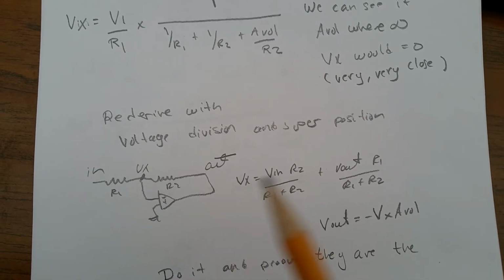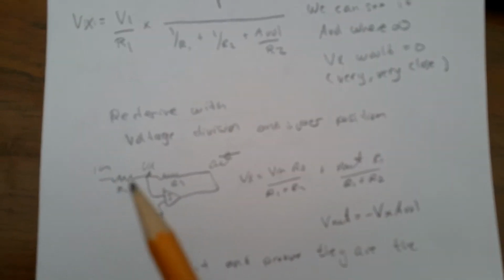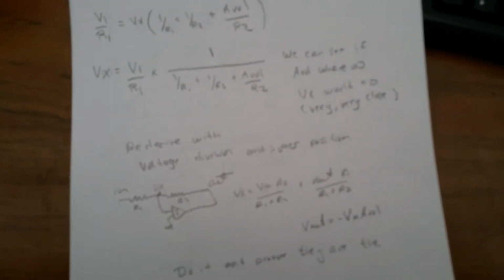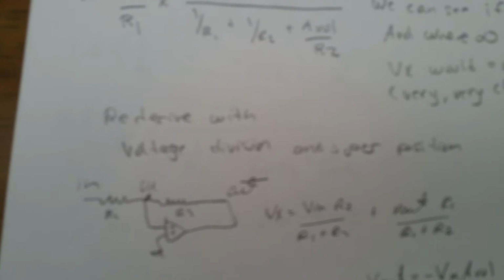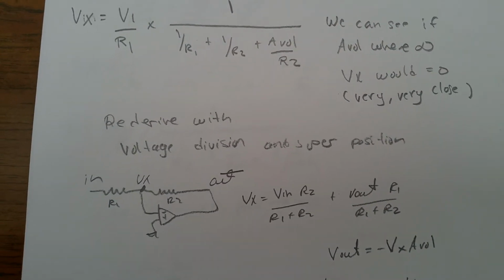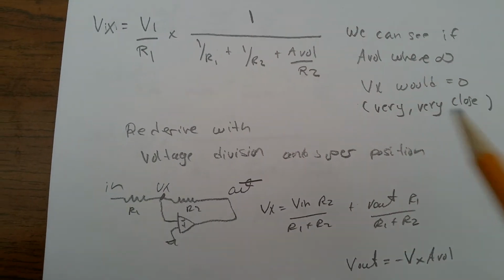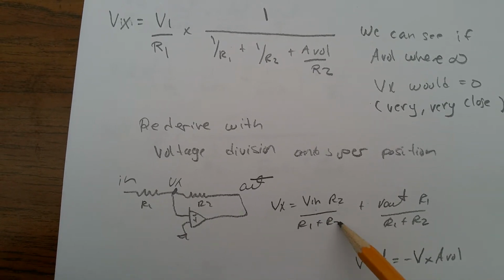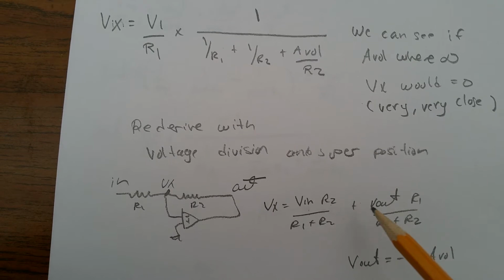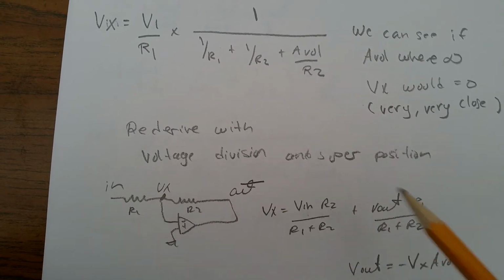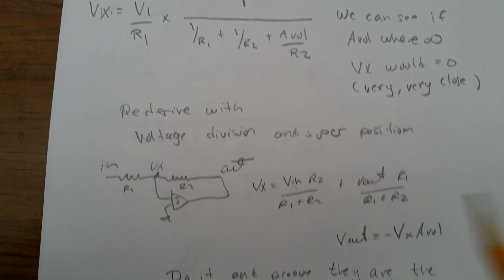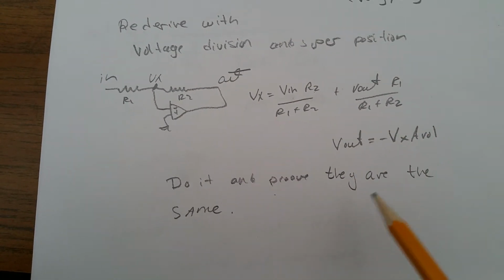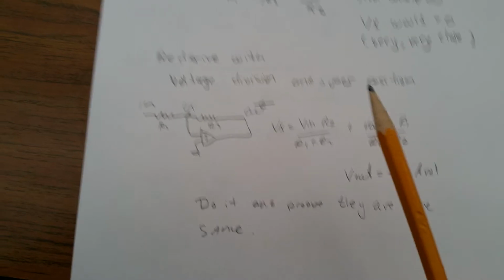So let's rederive with voltage division and superposition. What do I mean by that? With superposition, I've got two voltages here. So I've got Vx depending on Vin, R2 divided by R1 plus R2. And then I've got it dependent on Vout, R1 divided by the sum of R1 and R2. And I plug that in. So do that and prove that they are the same.